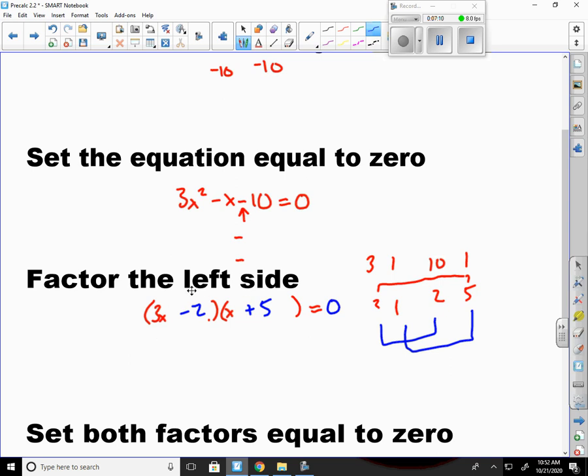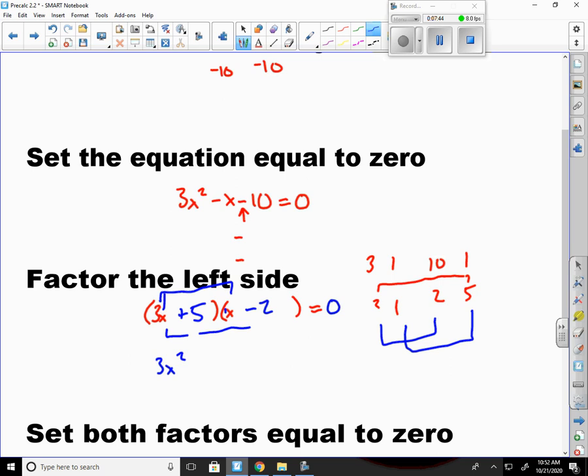Now I can check this right now and see if I did it correctly. I just have to FOIL it. 3x times x is 3x squared. Outer, that would give me 15x. So I did not put my 2 and my 5 in the right spot. So I have 15x minus 2x. That's going to give us a problem. So I need to reverse the order of these. It's going to be a minus 2 and a plus 5.